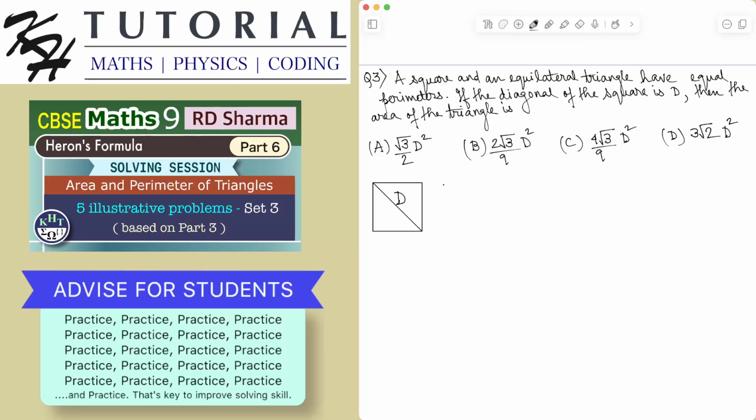Let's say the length of the sides of the square is small a. Okay, and we have an equilateral triangle. Let's say the equilateral triangle be this. Let's say the length of each side of the equilateral triangle be small b. Now the perimeters of the square and the triangle are equal. So what is the perimeter of the square? It is 4a. And what is the perimeter of the triangle? It is 3b.